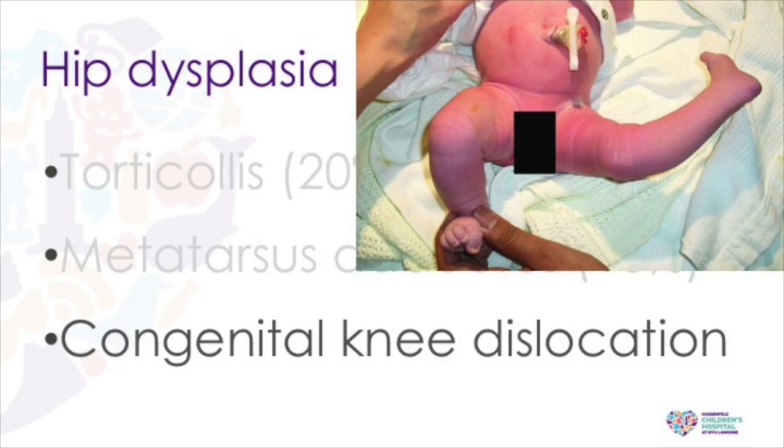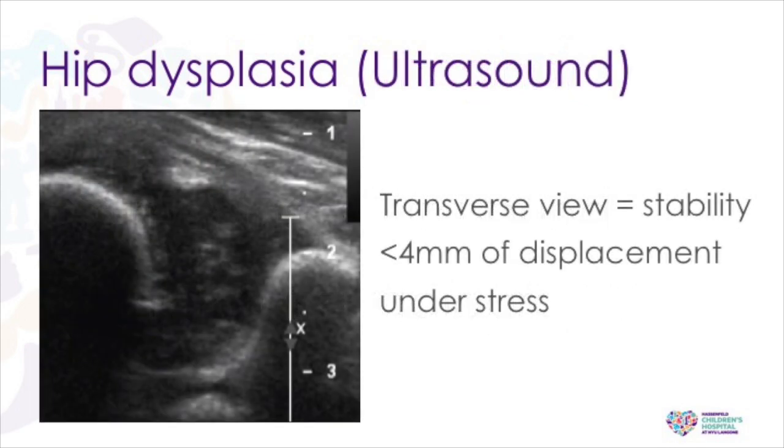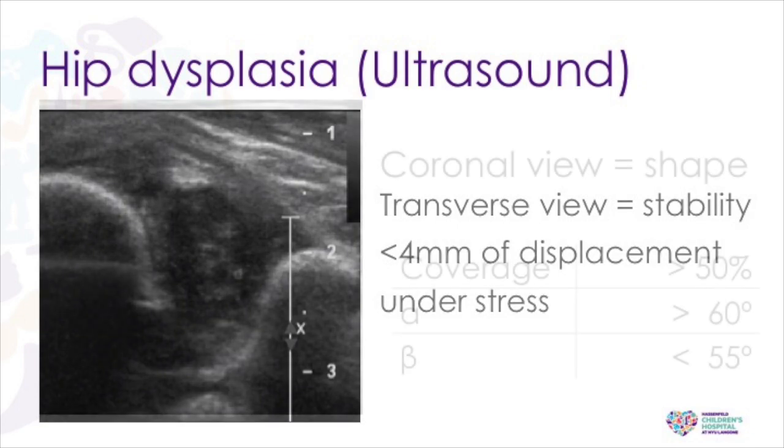conditions like arthrogryposis. The imaging study of choice for patients under 6 months of age is an ultrasound. After 6 months of age, typically radiographs are utilized. The standard ultrasonographic examination of the hip should include 2 views. The transverse view is most often used to evaluate stability. 4 millimeters of displacement under stress is the upper limit of normal. Anything more than this should be considered an unstable hip.